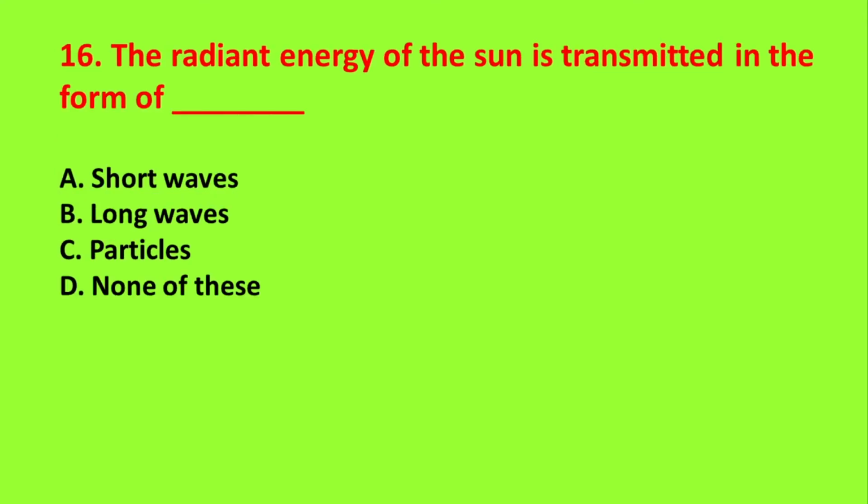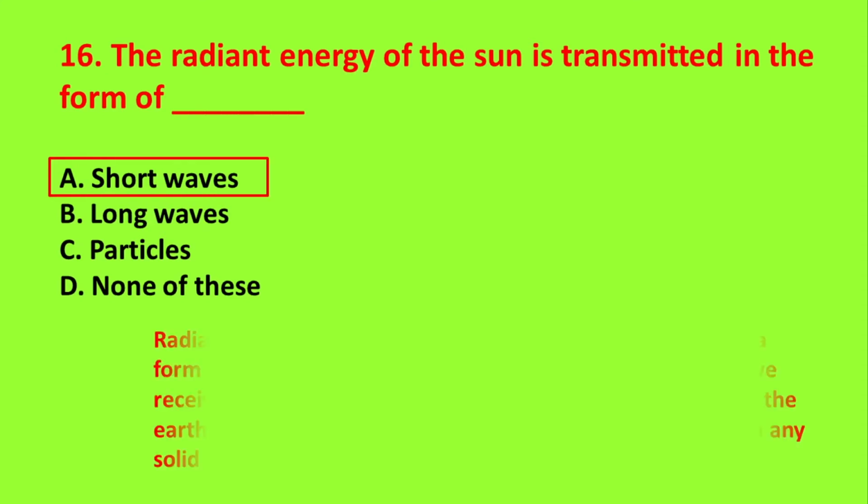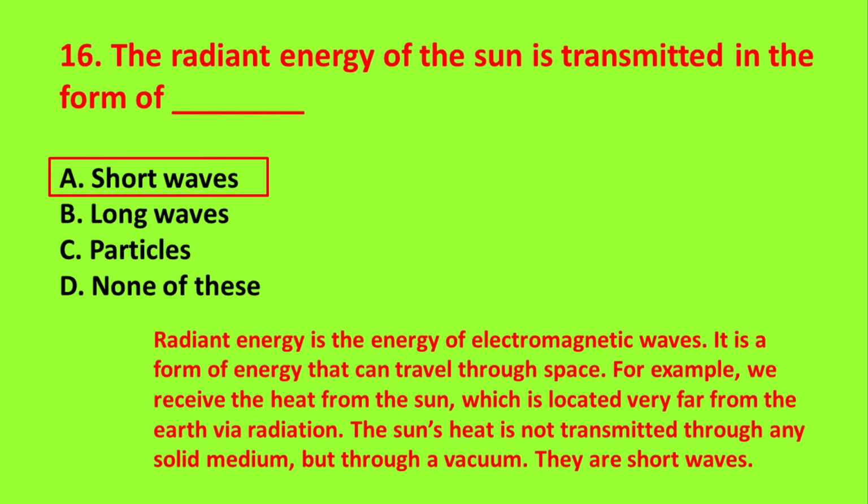Question number 16. The radiant energy of the Sun is transmitted in the form of A. short waves, B. long waves, C. particles, D. none of these. The correct option is option A. Short waves. And for your kind information, radiant energy is the energy of electromagnetic waves.